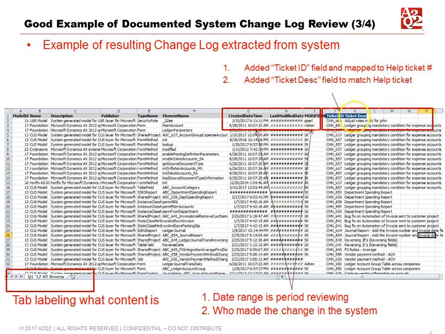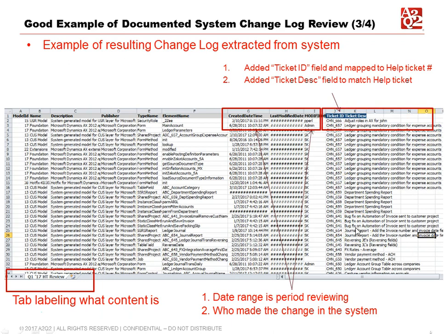And then the ticketing system. The goal of this is that every change that was made to the system corresponds to a ticket ID, and having the ticket description is helpful so that we can say, oh, ticket number 666 is to adjust the roles in the AX. Ticket 657 was the ledger grouping mandatory condition for expense reports. So these were the ticket descriptions that help us understand.